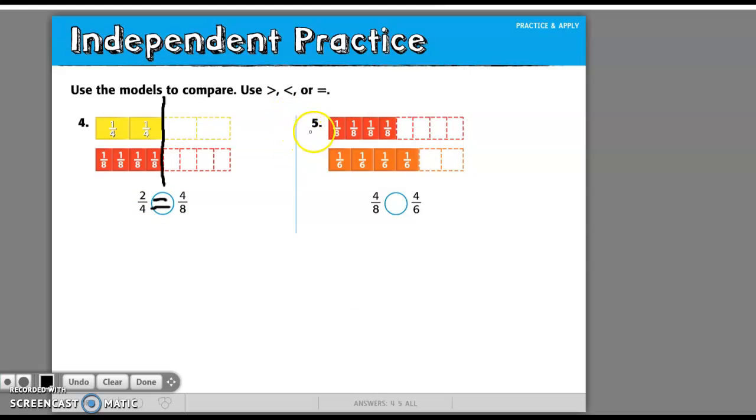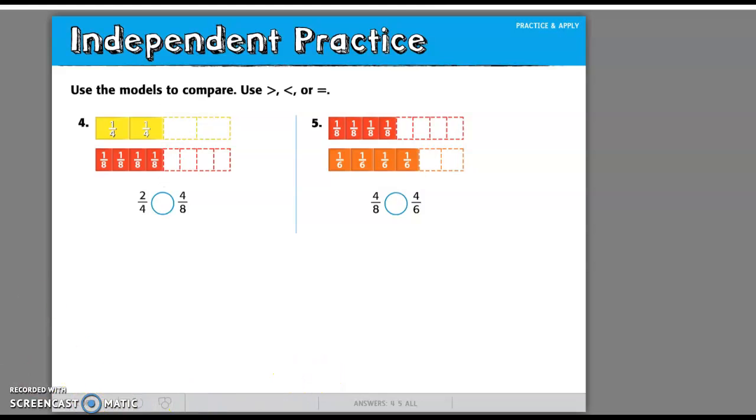On number 5, I have eighths and I have sixths. The top one is 4/8. The bottom strip shows 4/6. They both have 4 pieces, but the one cut into 6 pieces has larger pieces than the one cut into 8 pieces. And if you look, you can clearly see that 4/6 is closer to the whole. So 4/8 is less than 4/6.